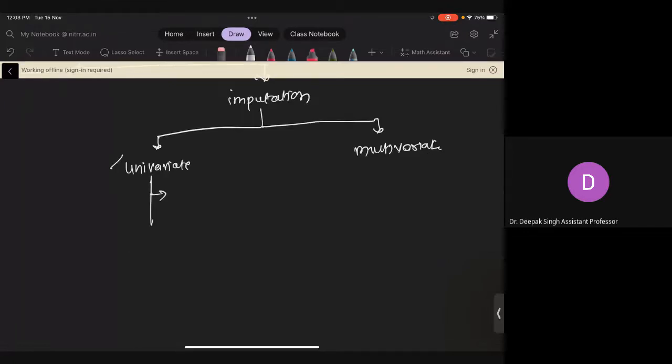So in univariate, what can we do? Any guesses? If I want to remove missing values of a single column by looking only at that column, what can I do? The first thing I can do is replace that not a number with the mean. I can also replace it with the median. Now I'll tell you when I'll use mean and when I'll use median.